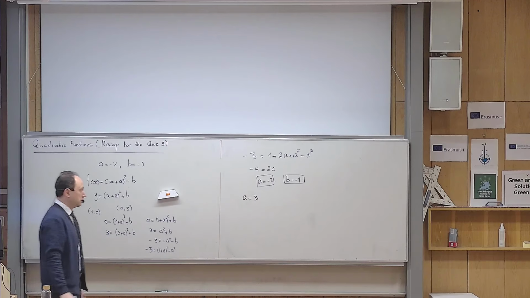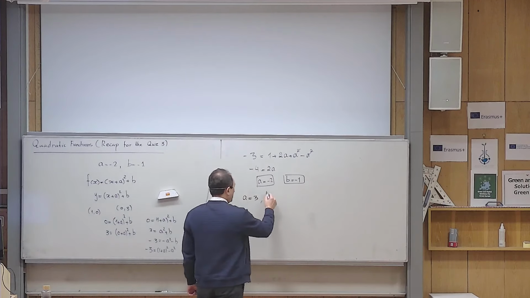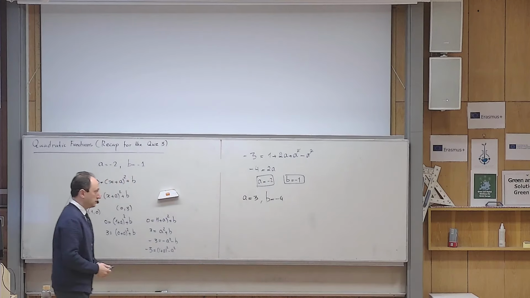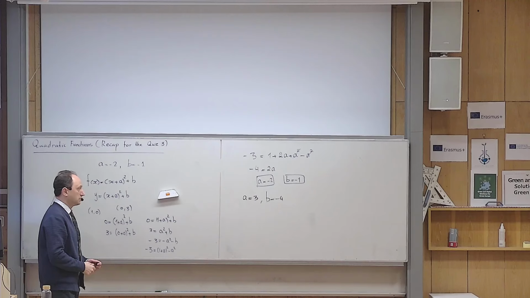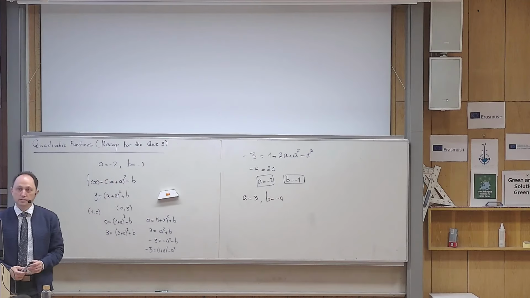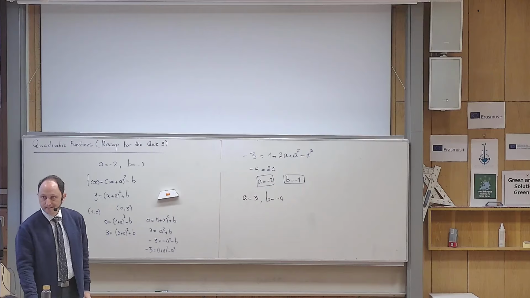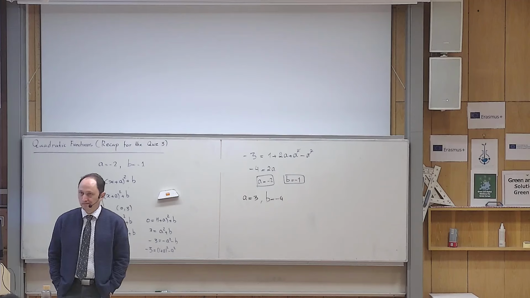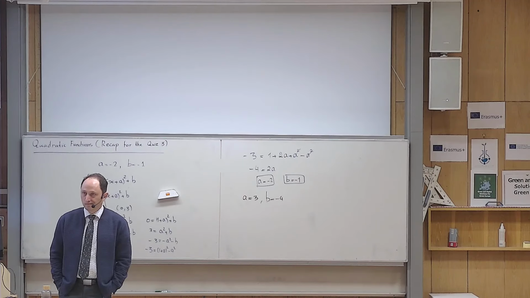But now what is the other one? b is minus 4, because I have gone 4 units down. So for the second one, for the red one, the answers are these. For the blue one, the answers are these. Yes? How do you know it's similar to y equals x squared?